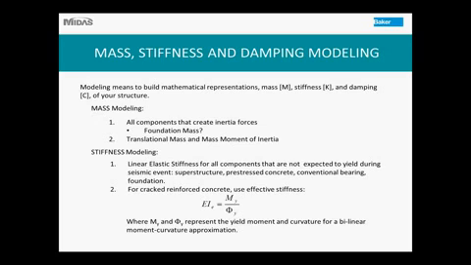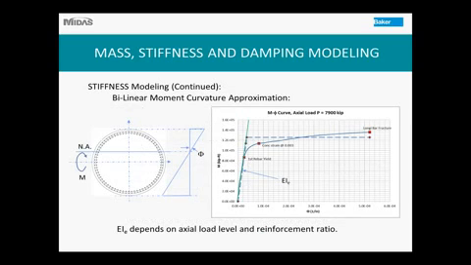The effective stiffness of cracked reinforced concrete is given by My divided by phi y, where My and phi y represent the yield moment and curvature for bilinear moment curvature approximations. I'll talk about what that means. If you do a moment curvature analysis of your reinforced concrete columns, it's going to give you a curve like this, this solid line here. The moment curvature curve is a plot of the moment versus the curvature on the sections.